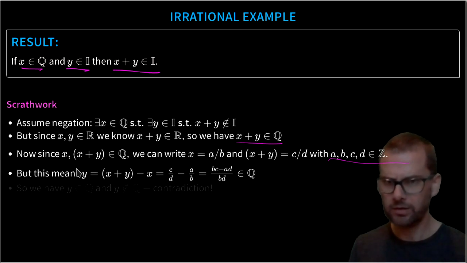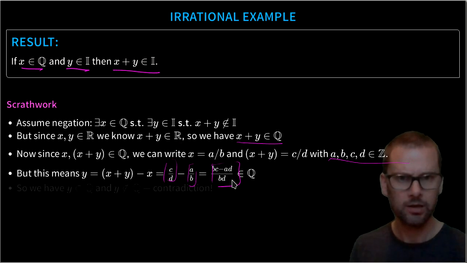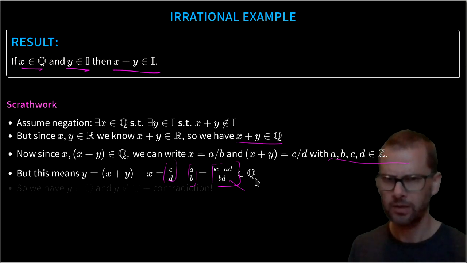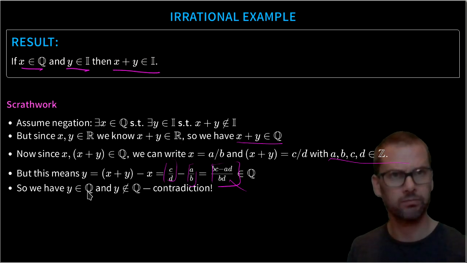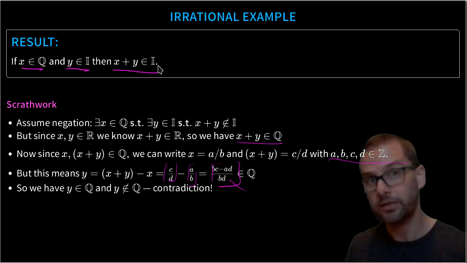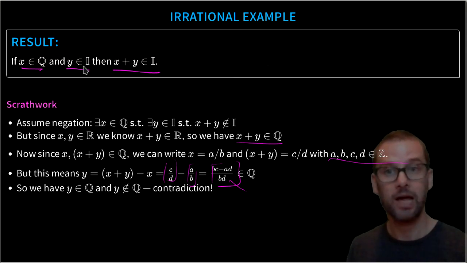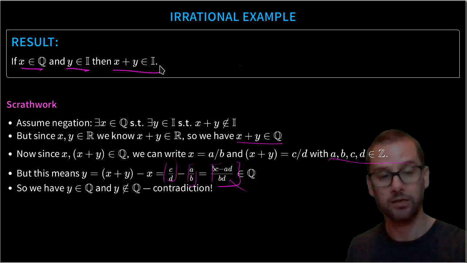But then we can compute what y is just by taking x plus y minus x, and so that's going to be one fraction minus another fraction, which we can write as some other fraction. And of course the denominator here, because b and d aren't 0, that's not 0. And so it's really actually a rational number. But this means that y is both rational and by assumption irrational, which is a contradiction. So that can't happen. And so the original result is true. If we have a rational number and add an irrational, we always get an irrational.